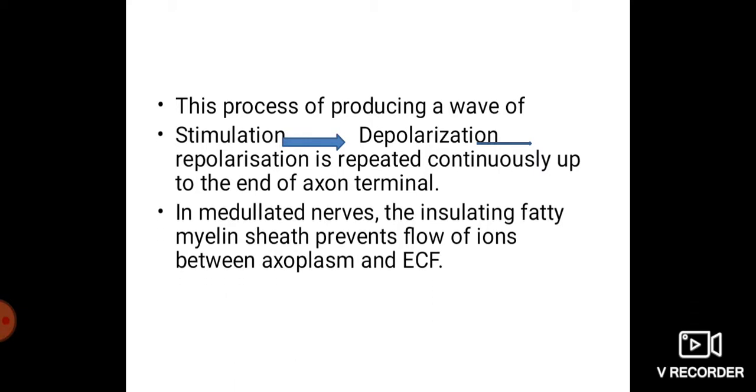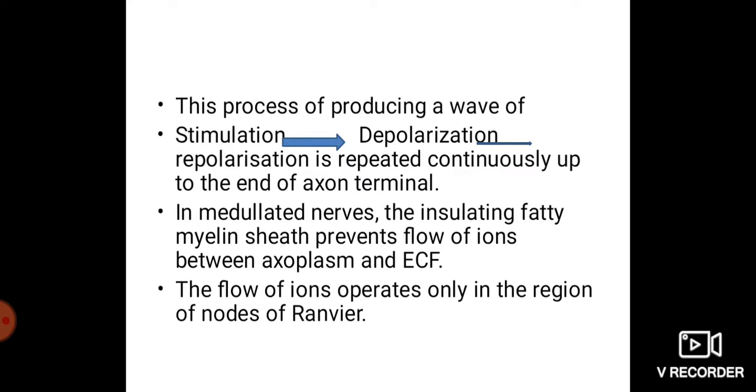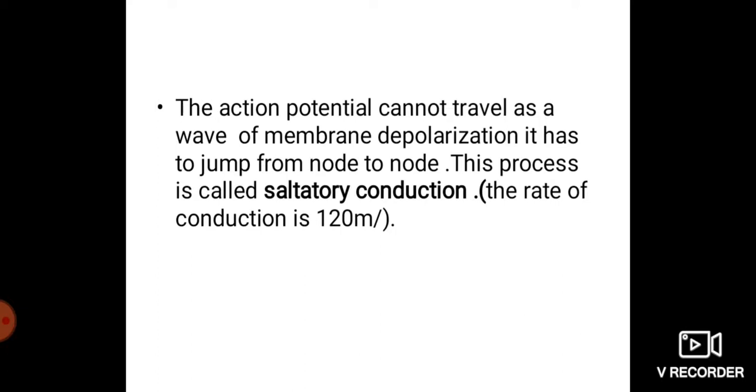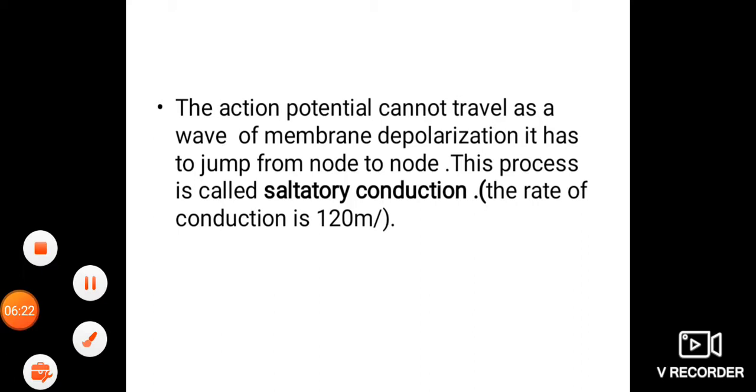In a medullated nerve, the insulating fatty myelin sheath prevents the flow of ions between axoplasm and ECF. The flow of ions operates only in the region of the nodes of Ranvier. The action potential cannot travel as a wave of membrane depolarization; it has to jump from one node to another. This process is called saltatory conduction. The rate of saltatory conduction is 120 meters per second.